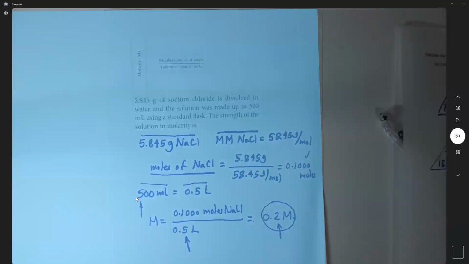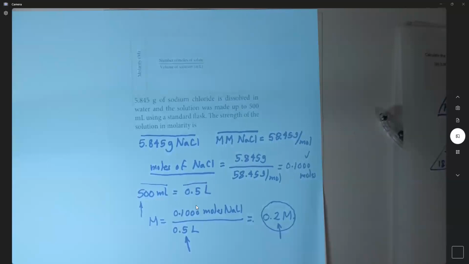Now, the solution is 500 milliliters, but you cannot work with milliliters. You have to change this into liters, dividing by 1,000. And it is 0.5 liters. Why 0.5? Only one significant figure, because the given number has one significant figure.